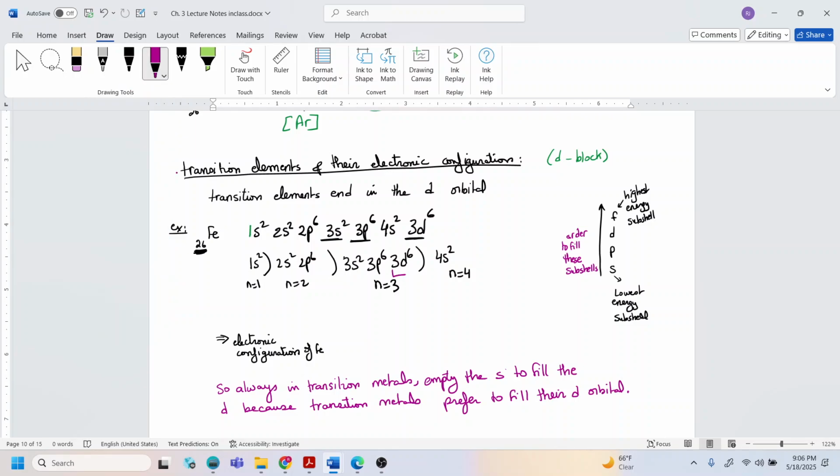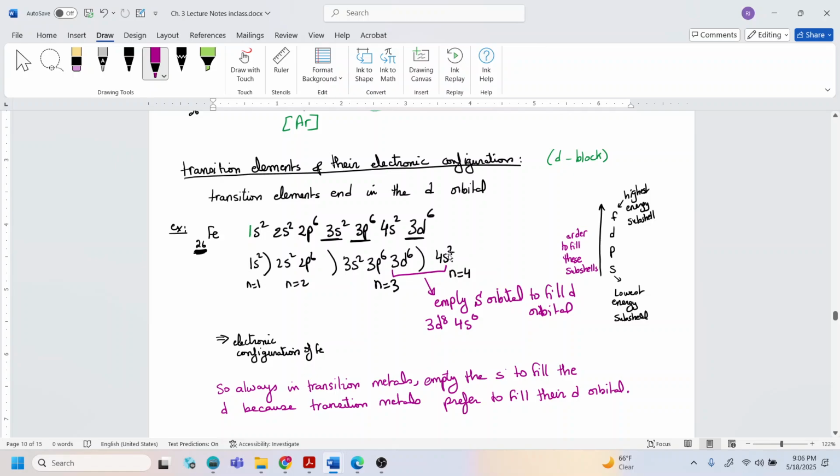So here you go. We're going to empty the s orbital and fill the d orbital. So empty the s to fill the d. Now the electronic configuration is going to be 3d8 and 4s0. We emptied all the s, so we took the electrons from the s.